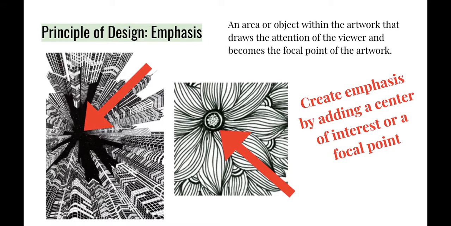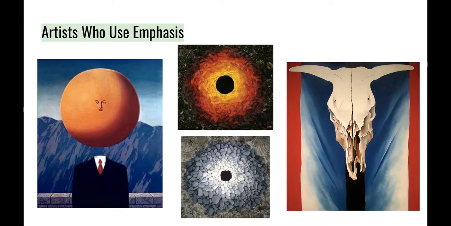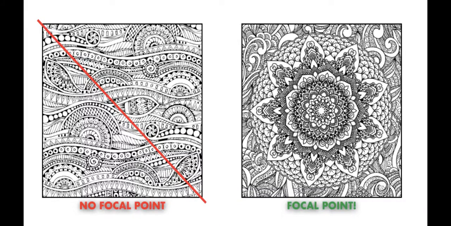If you take a look at your screen, you can see that the artists in these two pictures have not created the focal point in the middle. It's important to think about creating a focal point off to the side, off to the top or the bottom of the paper in order to add a little bit more interest. Here are some artists that use emphasis. You can see that they're using either an object or a dark hole in order to make sure that you look there first and then the rest of the artwork.